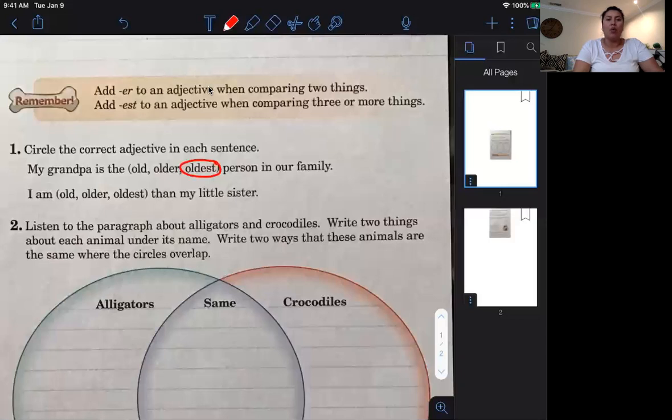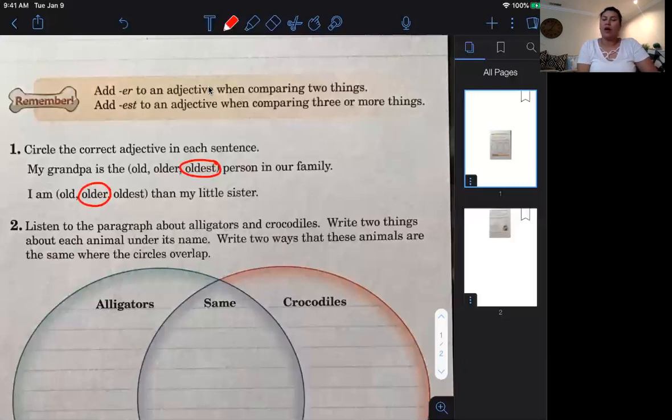I am old than my little sister. I am older than my little sister, or I am oldest than my little sister. Probably older, right? Because it's only you and the little sister. That's two, comparing two things.